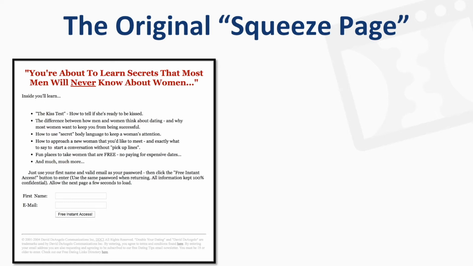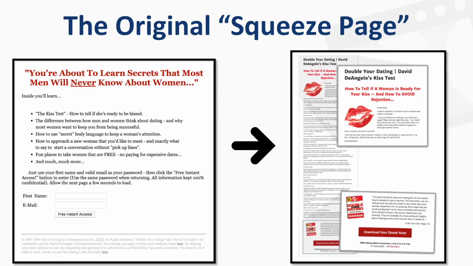Now here on this squeeze page, what he was promising people is that if you give me your email address, I'm going to tell you the KISS test, okay? So someone would come in there, they put their name and email address in, and then they go to a page right here where it'd say, here's the KISS test, and we explain, this is how to know if a woman is ready to be kissed. And we explain it really quick, and then at the bottom it said, click here to go download my ebook, and then he'd actually sell his book called Double Your Dating. And that's what a squeeze page was.